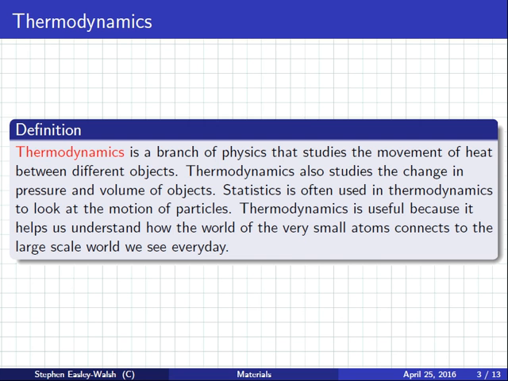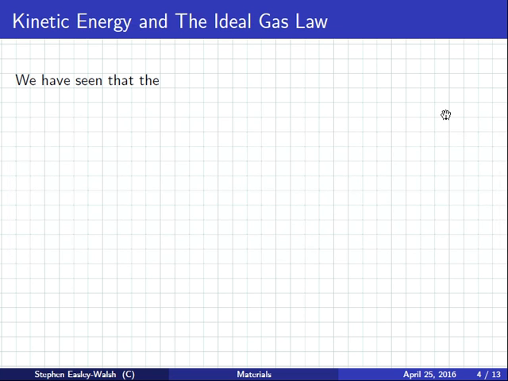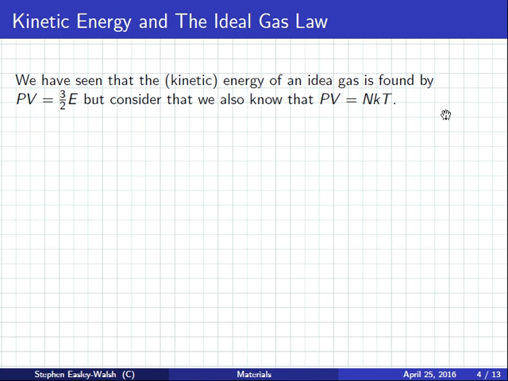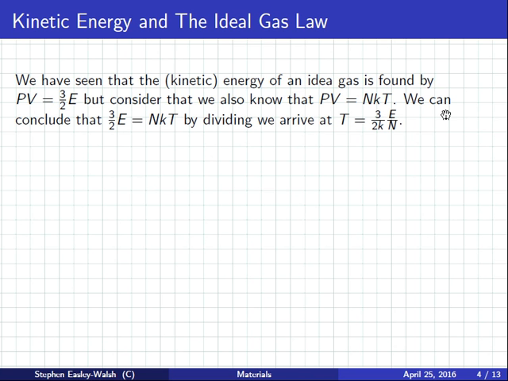Yeah? Continue? Okay. We have seen that kinetic energy of an ideal gas, you find it using this formula, PV equals 3 over 2E. But we've also seen that PV equals NkT, or nRT. So, if we put these together, we get 3 over 2E equals NkT. Make sense? Yep. So we could divide and we would get T equals 3 over 2k, E over N. Yeah? Makes sense also?